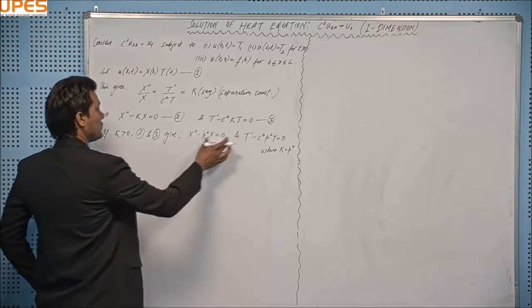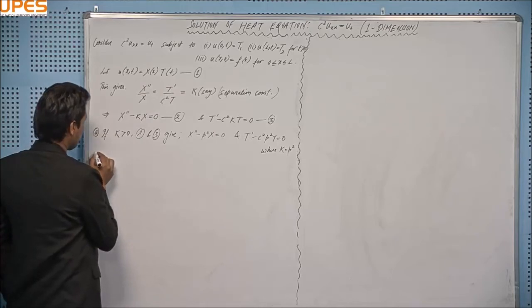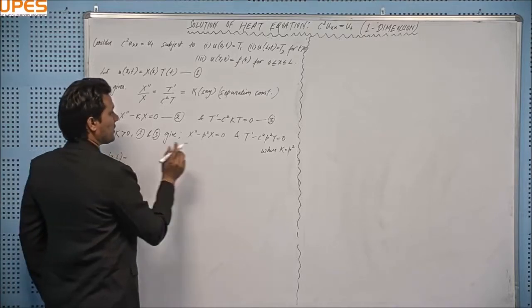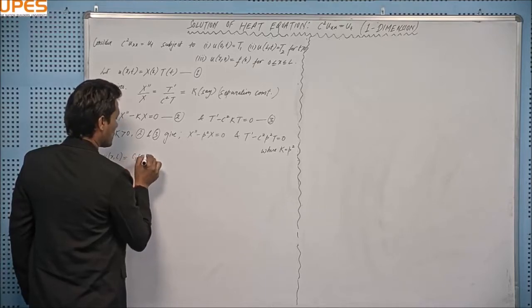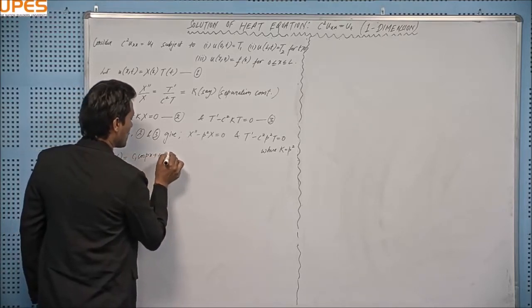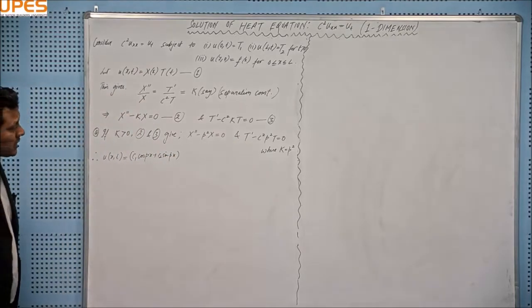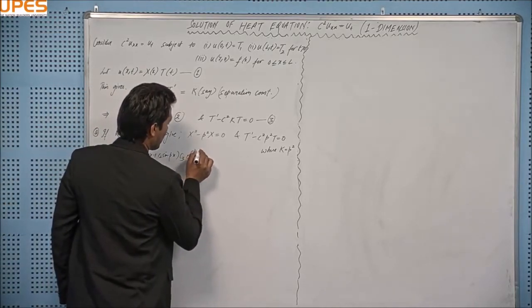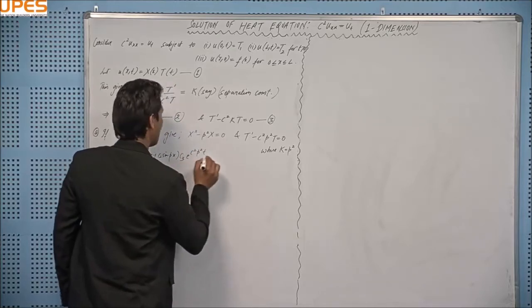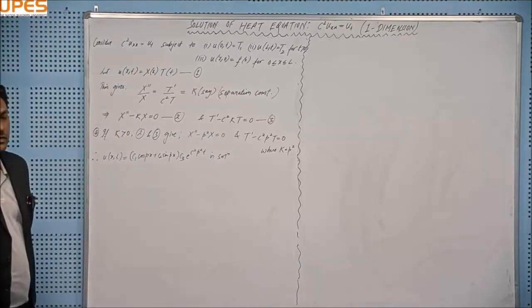Then on solving these two differential equations and substituting in equation 1, I will get u(x, t) equal to c1 cos px plus c2 sin px, multiplied by the solution in terms of t, and that should be c3 e to the power c square p square t. This is the solution for the case if I take k positive.